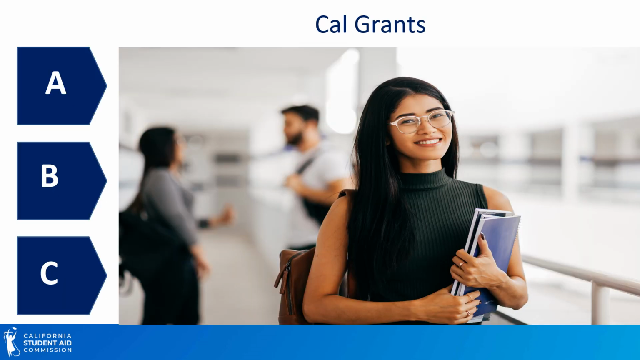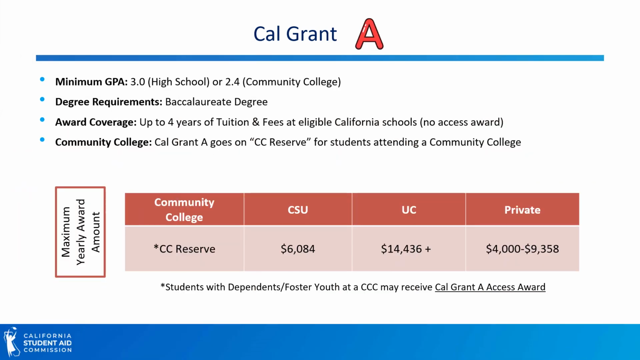Now that I've given you a quick overview of the Cal Grant programs, let's dive into Cal Grants A, B, and C. Cal Grant A has a minimum GPA requirement of 3.0 if using a high school GPA or a 2.4 if using a community college GPA. Students who are awarded a Cal Grant A are students who are attending or are planning to attend a four-year university and are working towards receiving their bachelor's degree.